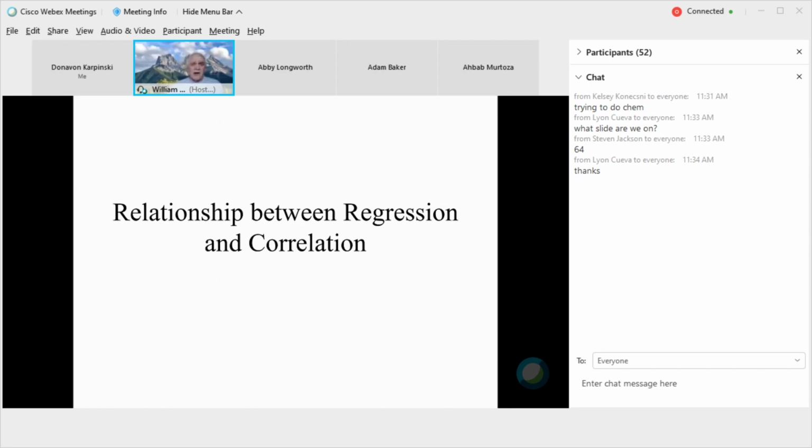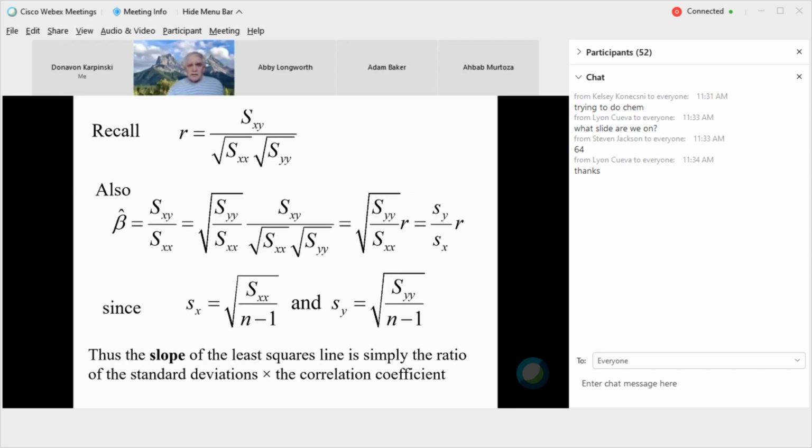The relationship between regression and correlation. There's the formula for the correlation coefficient. There's the formula for the slope, SXY over SXX. Multiply this by the square root of SYY over the square root of SXX. That's exactly the same thing. The square root of SYY will cancel out with this, and square root SXX times SXX will be SXX. So this is really the square root of SYY over SXX times R.